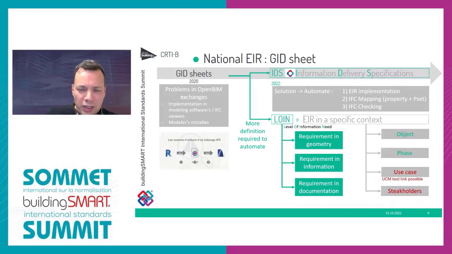But we had the extra specification for use case. Which use case? We define a minimum requirement for the traditional use case, and then we say, okay, we will develop some level of information need for extra use cases later. We also made a breakdown of the requirement for stakeholders, not requirement by stakeholders, but at least we split the objects by discipline: architect, structural engineer, and MEP.